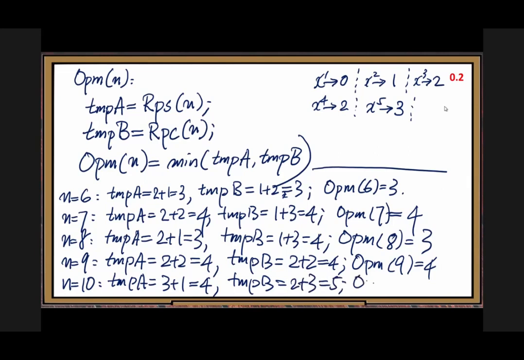Then the optimal should be 4, 10 should be 4, and so on. How about that? That's what we call the bottom-up dynamic program. A typical bottom-up.